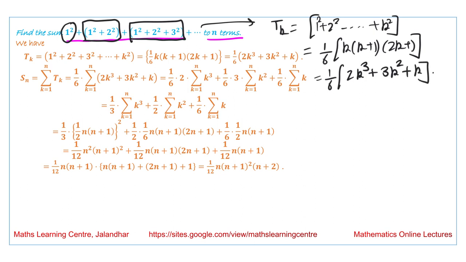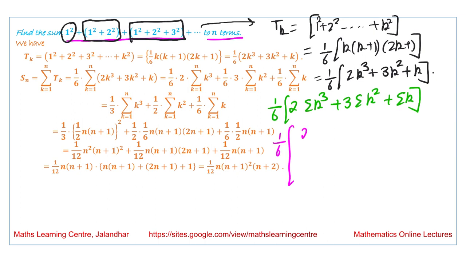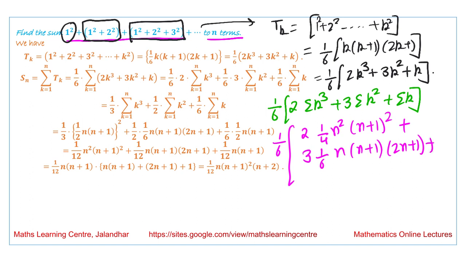Now we have to find the sum. So we are talking about 1 by 6 into 2 times sigma k cube plus 3 times sigma k square plus sigma k. Now we have to calculate the sum over here. So it is 1 by 6 into, first value 2, sigma k cube is 1 by 4 n square into n plus 1 square, plus 3 into 1 by 6 n into n plus 1 into 2n plus 1, plus 1 by 2 n into n plus 1. These are the values we have.